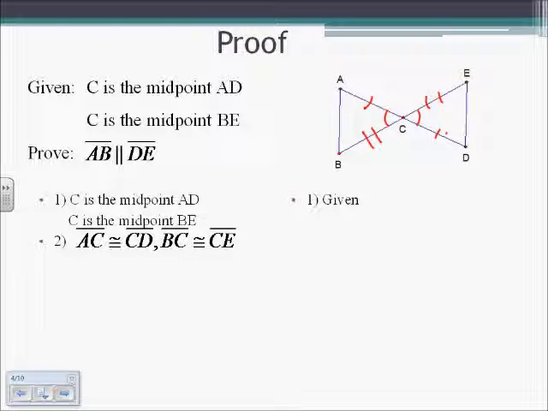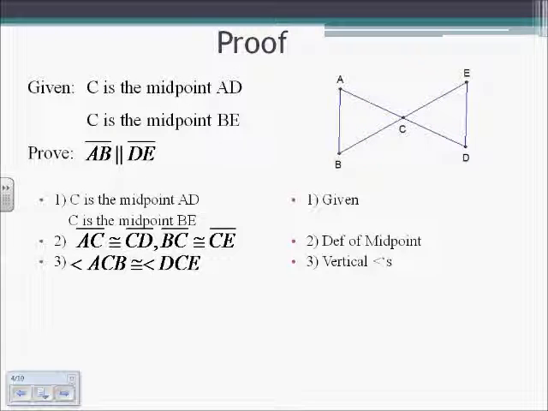Okay, AC is congruent to CD, BC is congruent to CE by the definition of midpoint. Okay, I don't know necessarily yet, or maybe I do, how to show that the two lines are parallel, but I can definitely prove the triangles congruent, and that will be a start. Angle ACB is congruent to angle DCE, we said by vertical angles, which leaves me with triangle ACB congruent to triangle DCE by side angle side.